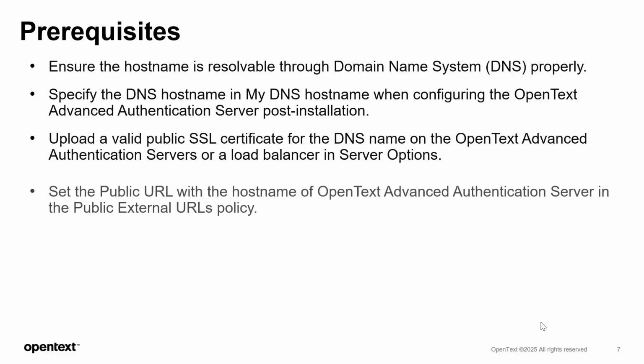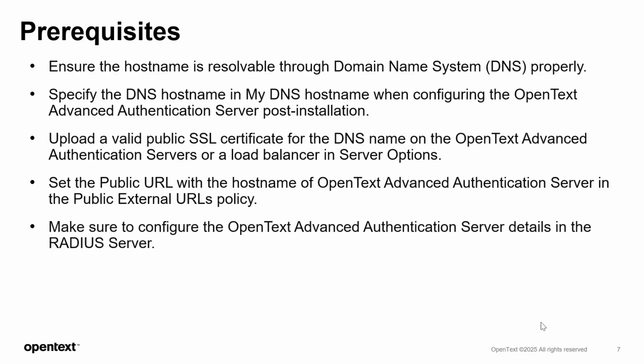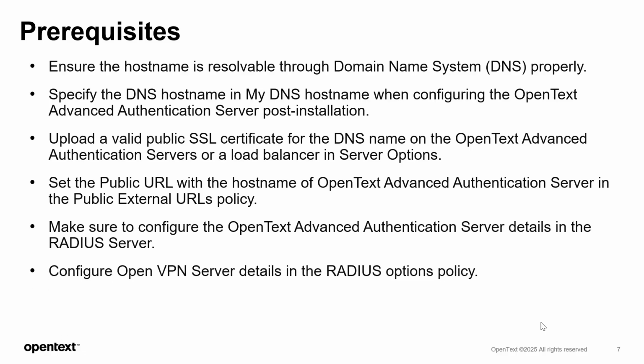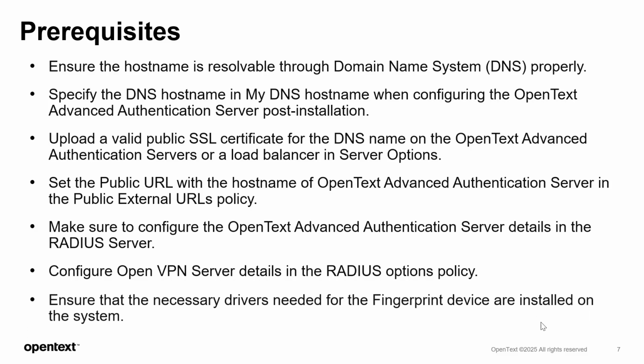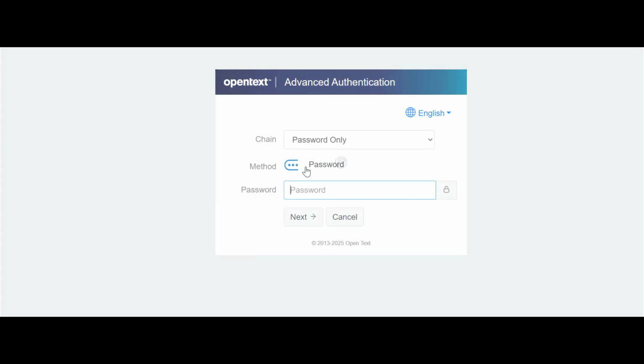Set the public URL with the hostname of OpenText Advanced Authentication server in the public external URLs policy. Make sure to configure the OpenText Advanced Authentication server details in the Radius server. Configure OpenVPN server details in the Radius options policy. Ensure that the necessary drivers needed for the fingerprint device are installed on the system. After completing the prerequisites, log in to the OpenText Advanced Authentication administration portal.